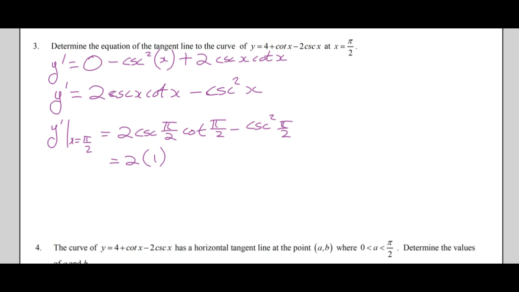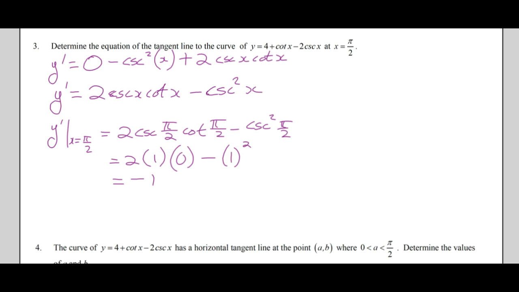That would be 0, wouldn't it? 0. Minus. Well, we had to work out cosecant anyway, right? So that's a good thing. We didn't waste time doing it. So what do we say? Cosecant is 1, so it's going to be minus 1 squared. So what do we end up with? Negative 1. So the slope of the line we want is -1.